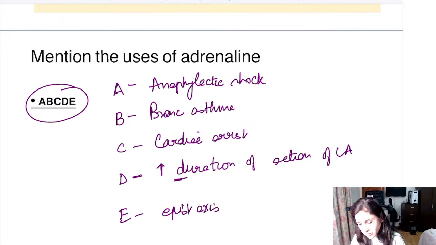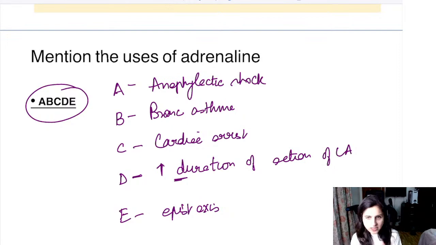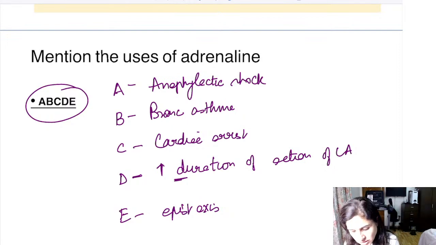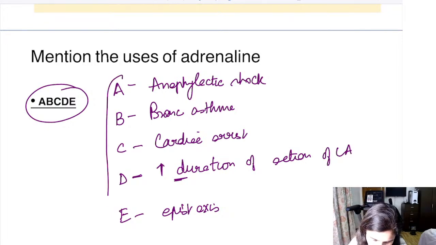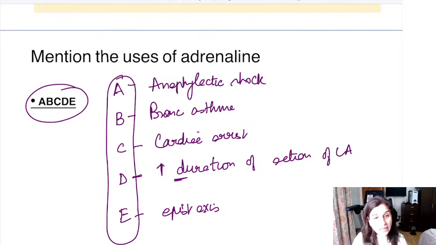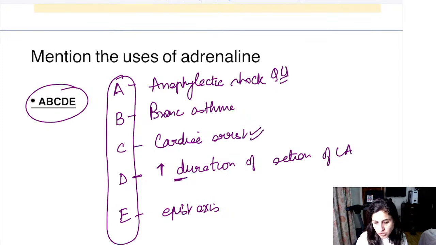Duration of action increases when it delays absorption, because it acts as a vasoconstrictor. It delays the absorption of the local anesthetic into the systemic circulation. So these are the important uses of adrenaline. Very, very important to know. And this one is of utmost importance, even more than this. Okay? So these are the important uses of adrenaline.